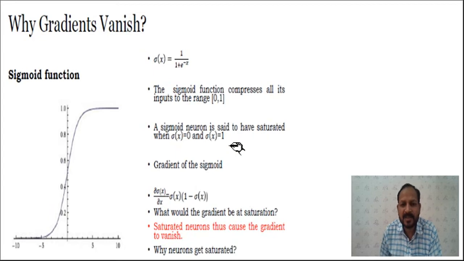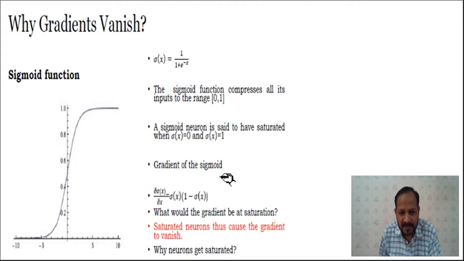The sigmoid neuron is said to be saturated when sigma x equals 0 and sigma x equals 1. So this is the saturation function, or the saturated function, when the value of this function becomes 1 or 0. Above certain values of x, or the net input of the neuron, this function gets saturated in this portion and this portion.